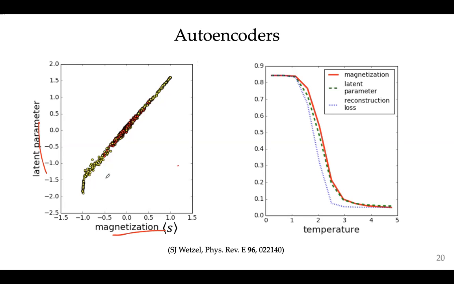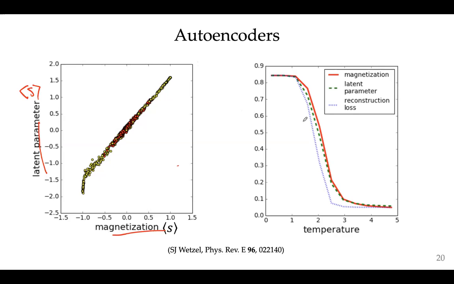You can see it here. So as the magnetization changes, the latent parameter changes linearly. That means basically the latent parameter is the magnetization. So the nice thing here is that this is an unsupervised method, and the autoencoder learns this magnetization by itself. So that's the nice part of it.